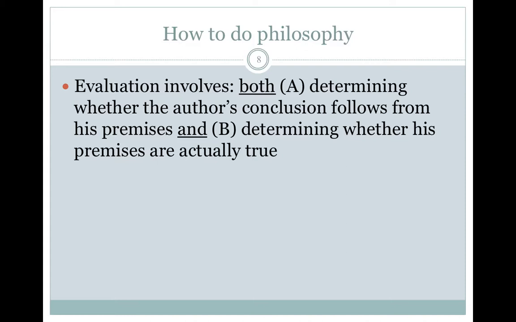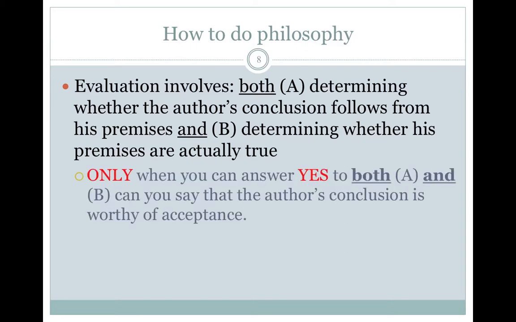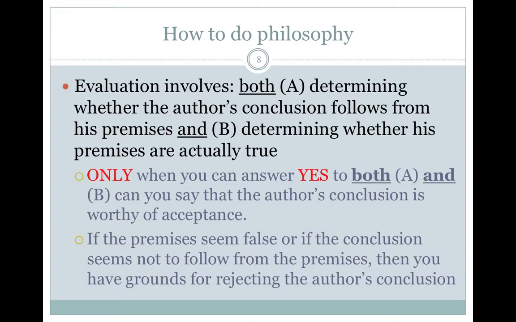I encourage you to review this slide. In fact, to review all the slides in this first part of the lecture to make sure this all makes sense about the distinction here on this slide, for example, between A and B. The key point is that only when you can answer yes to both A and B, only then can you say that the author's conclusion is worthy of your acceptance. So, if you have to answer no to either A or B, then you should reject the author's conclusion. So that is, if the premises seem false or if the conclusion just doesn't follow from the premises, then there's no reason to accept the conclusion.